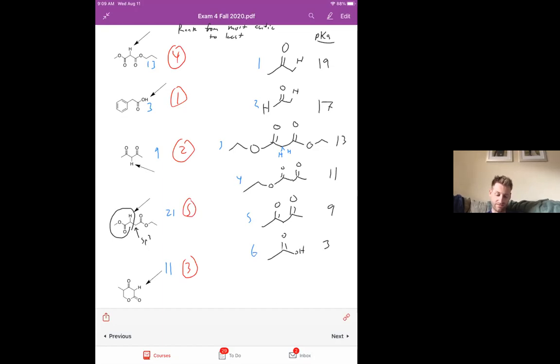So if you know your pKas, this is a fairly easy process. I'll give you guys a pKa for a diester on that chart. Or sorry, single ester.